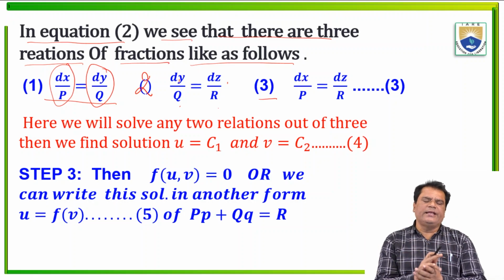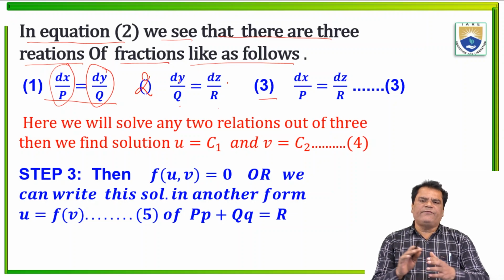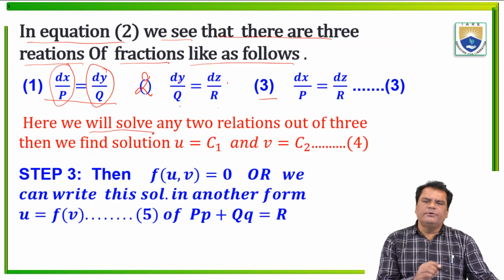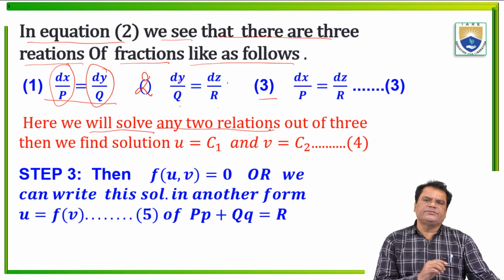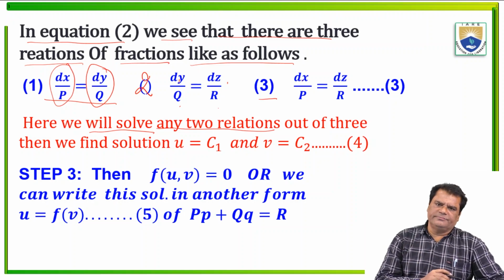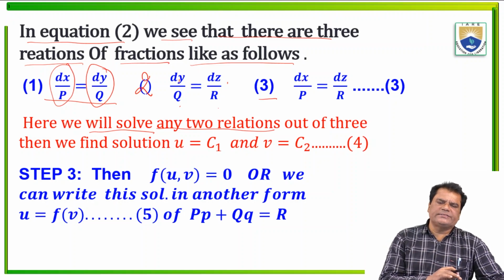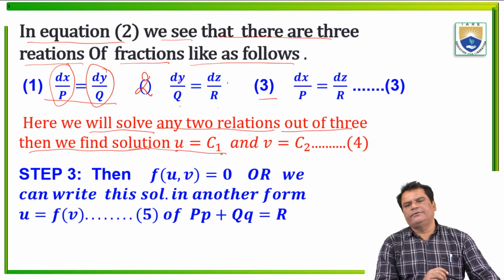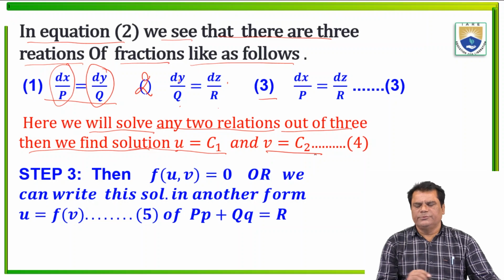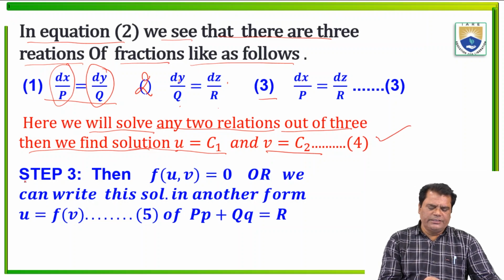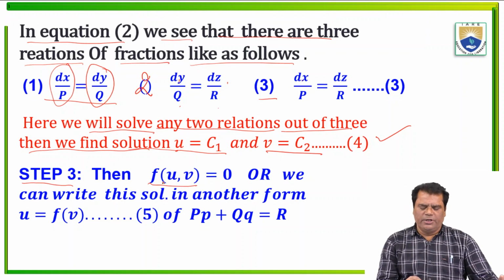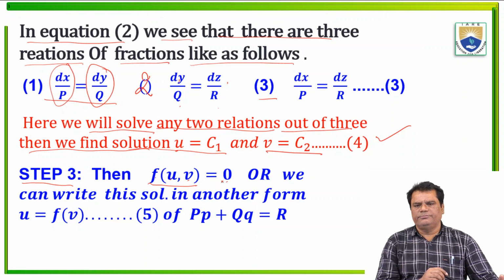So we get three relations in the form of fractions. Here we will solve any two relations, not all three. Any two relations we have to solve out of three. Then we find the solutions u equal to c1 and v equal to c2. This is equation 4. Step 3: we write the solution in the form f(u, v) equal to 0.